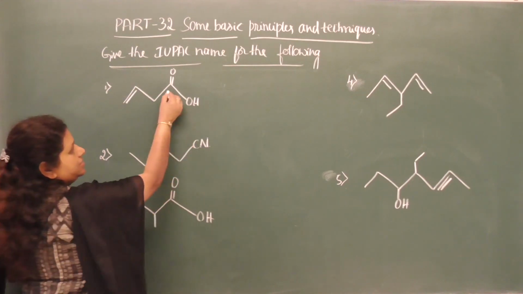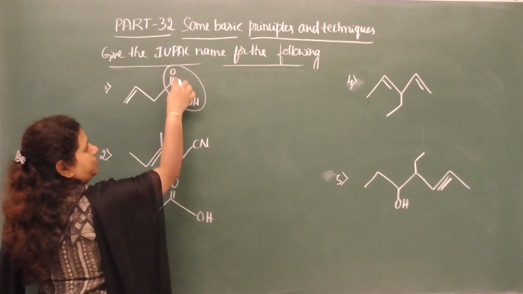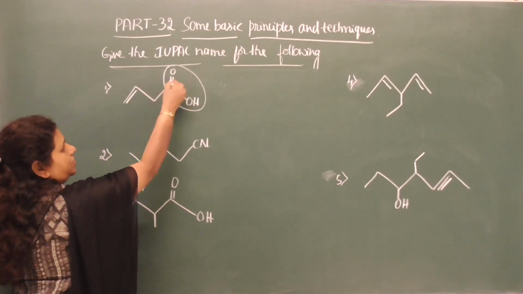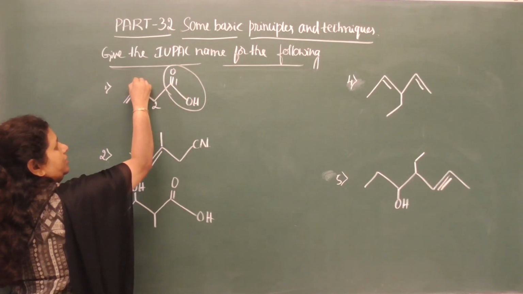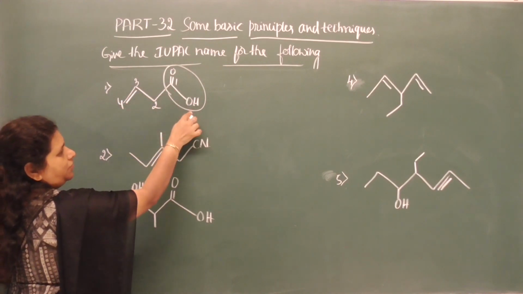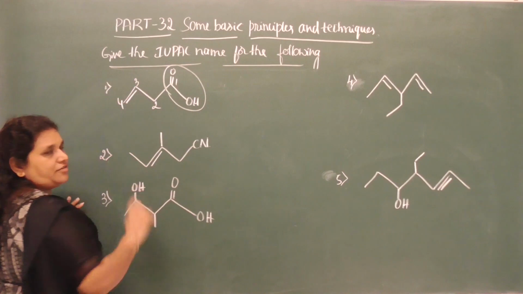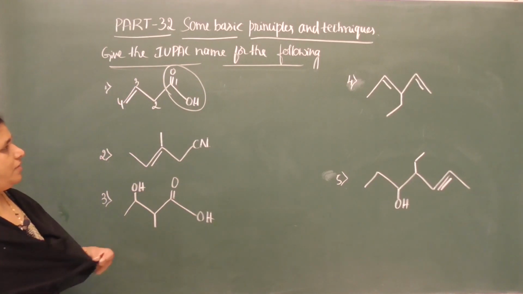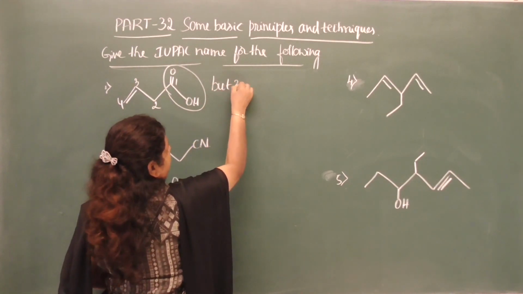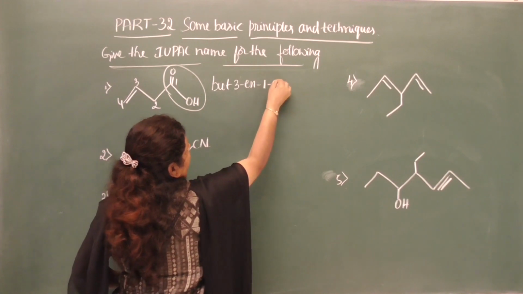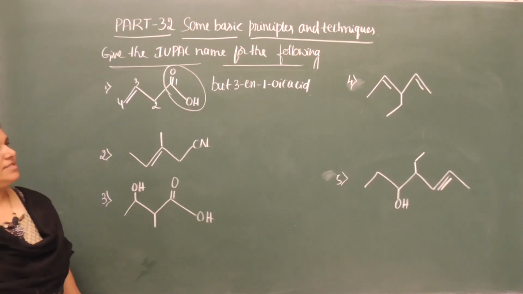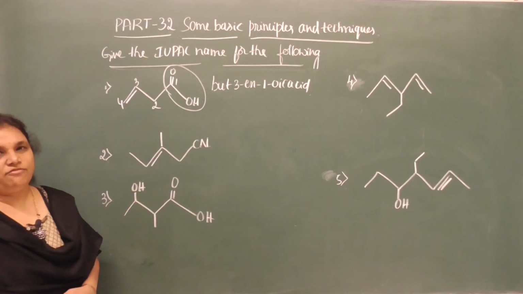So look here, this is the functional group, correct? C double bond O OH, definitely carboxylic acid, and here is a double bond. Select the chain 1, 2, 3, 4. I have selected this carbon chain, and at the first position is the functional group carboxylic acid, and between 3 and 4 there is a double bond. So what is the root word? 4 carbon atoms are there, so but-3-en-1-oic acid. But-3-en-1-oic acid is the IUPAC name of this bond-line formula.